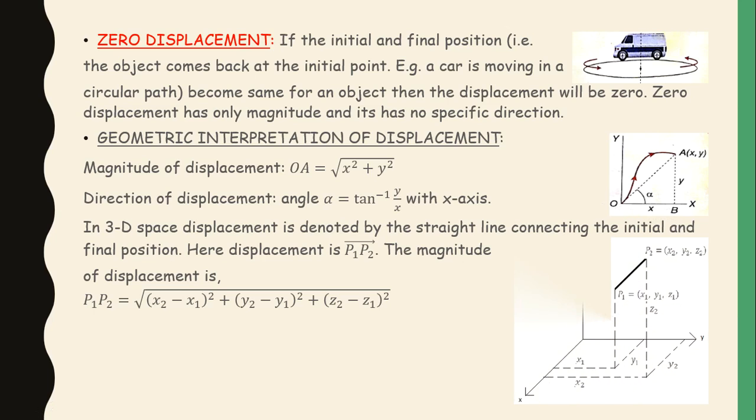Now in 3D space, displacement is denoted by the straight line connecting the initial and the final position. Here the displacement is P1P2, and we know that P1P2 is equal to root over of (x2 minus x1) square plus (y2 minus y1) square plus (z2 minus z1) square.